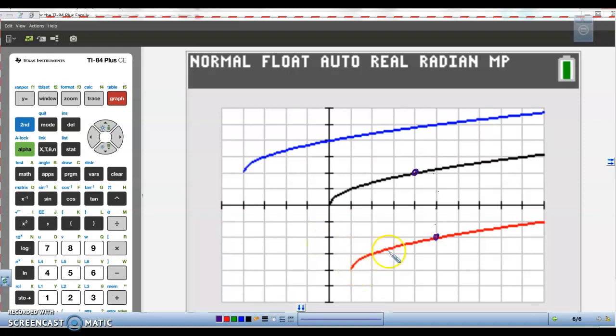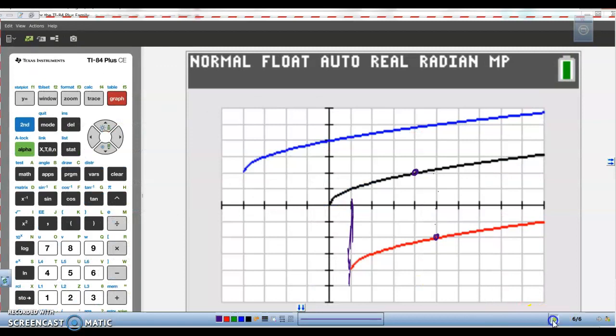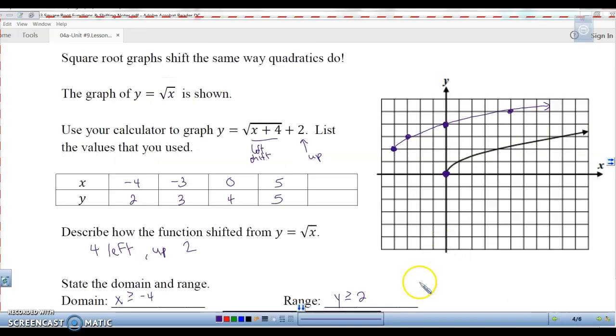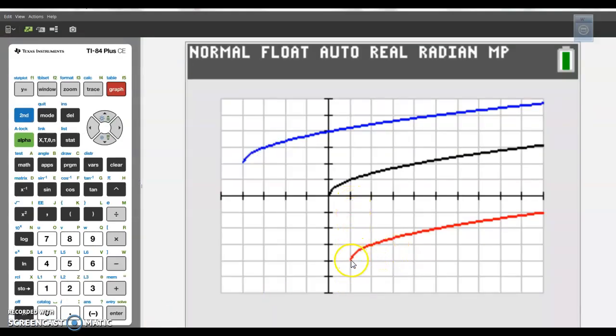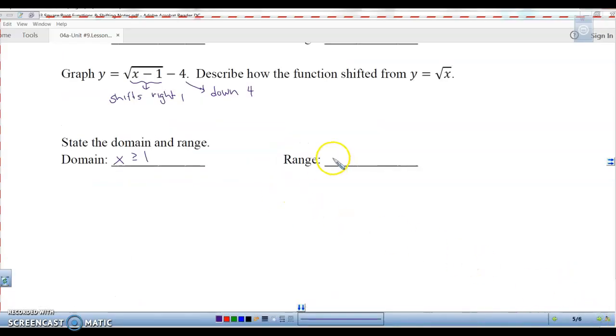Okay, so what is the domain of the red graph going to be? All right, where do the x's start for the red graph? They're going to start right there. So all the x's are going to be greater than or equal to 1. And for the y values, let's look. The lowest y value starts right here. So the y's are going to be greater than or equal to -4.